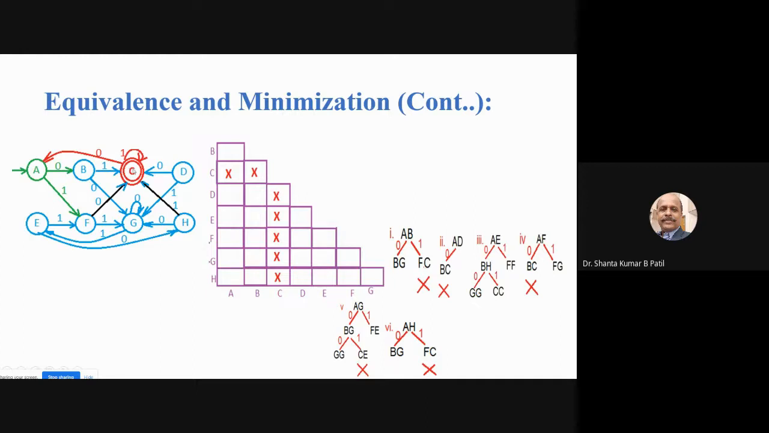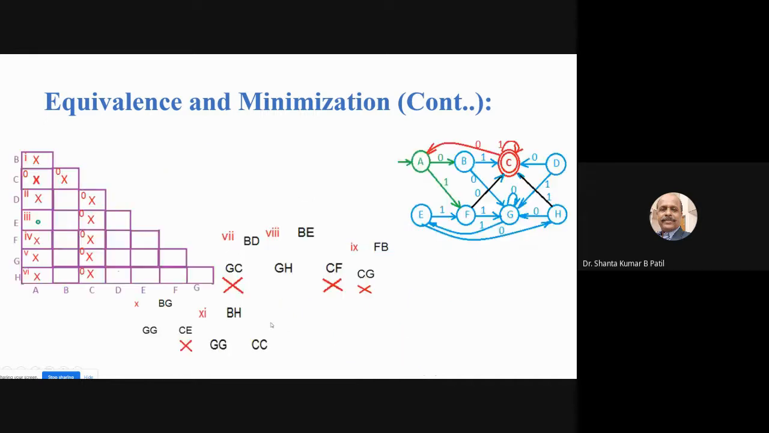So it is FC. FC has a cross mark. Hence, stop the construction of the tree. Mark AH as a cross mark. AH has a cross mark. Like this, you can find AH has a cross mark.